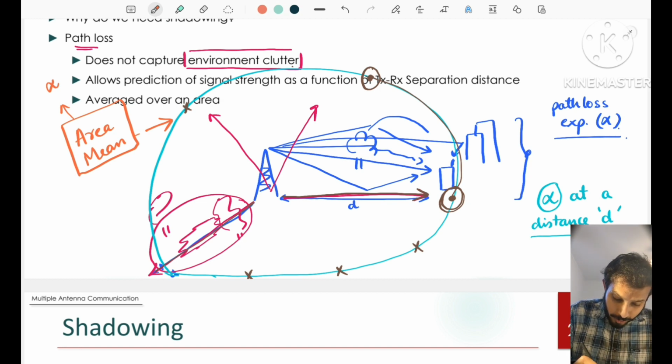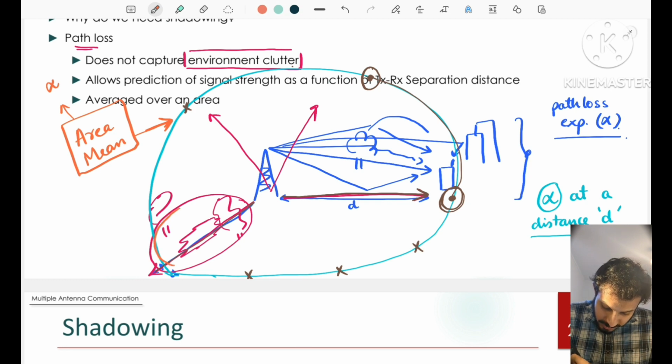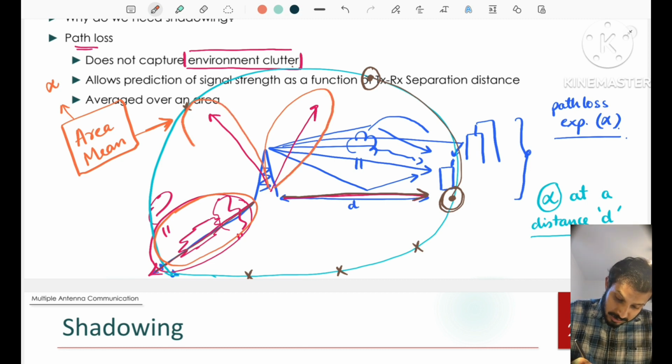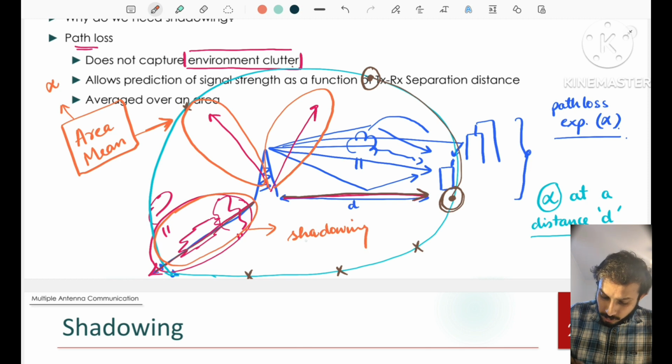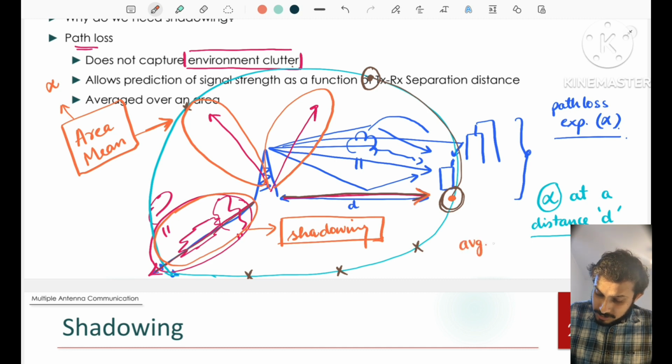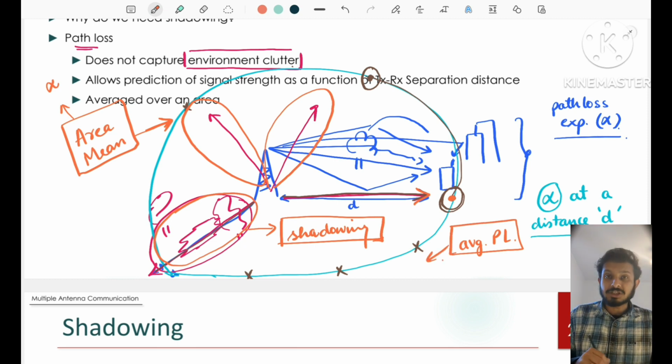But if we want to compute the local variations in this direction, or in some other directions, we need the model of shadowing. So across a distance d, we get an average path loss, and across this, if we compute the local variations in a particular direction, that is captured by the shadowing model.